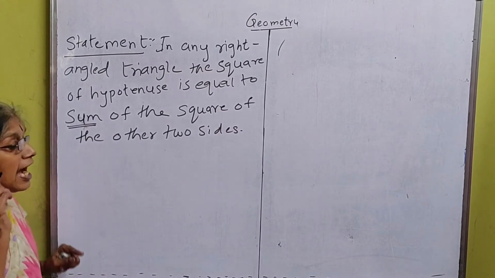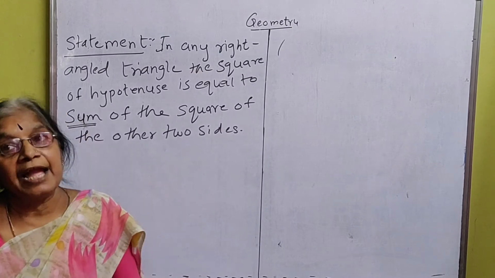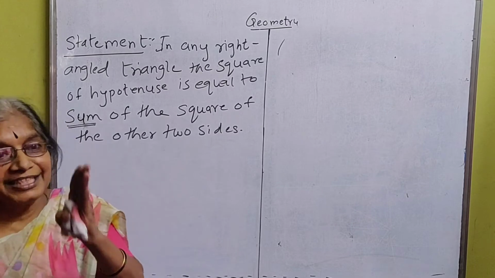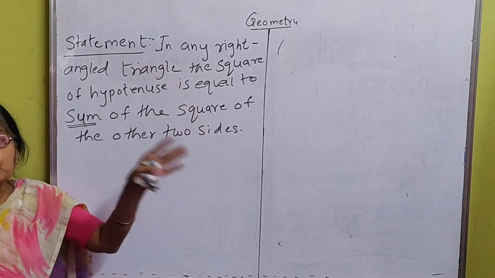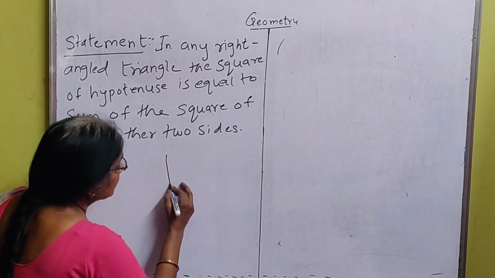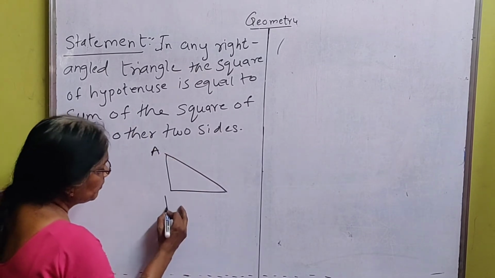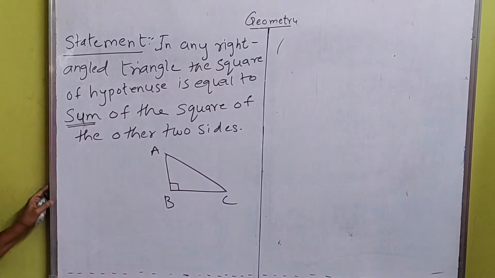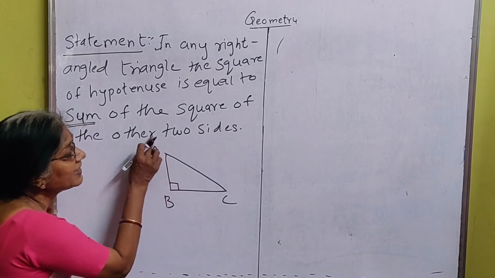Okay, first I want to know about the hypotenuse. Which side is called the hypotenuse in a right angle triangle? You may not know. I'll teach you which is the hypotenuse, because if you don't know how to recognize the hypotenuse, you won't be able to solve the sums based on the Pythagoras theorem. So suppose I take triangle A, B, C and angle B is 90 degrees, then the side which is opposite to 90 degrees is AC.